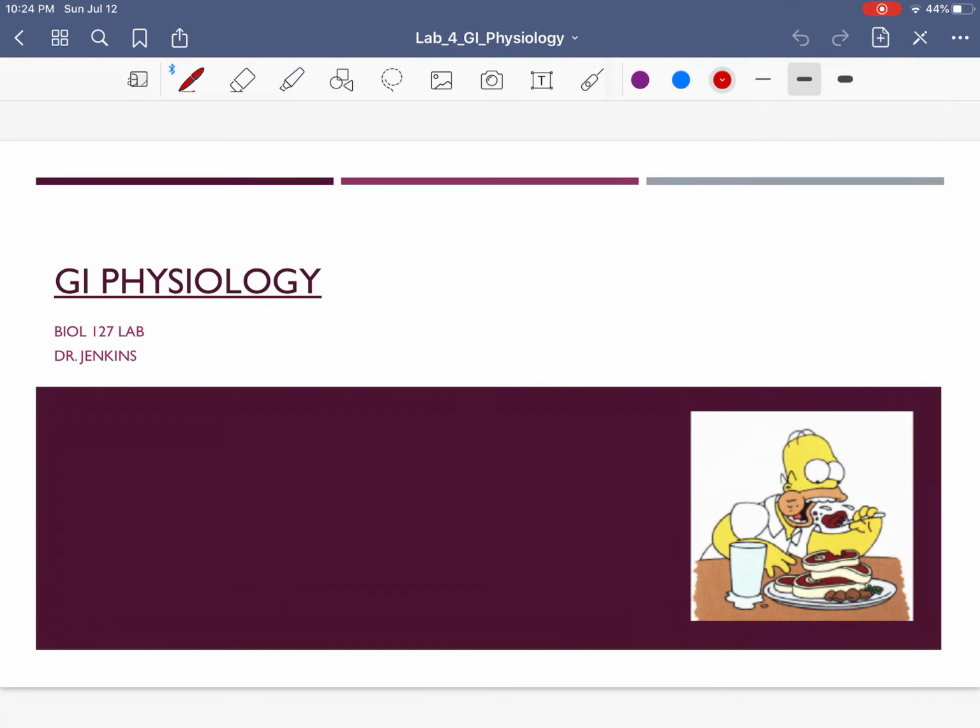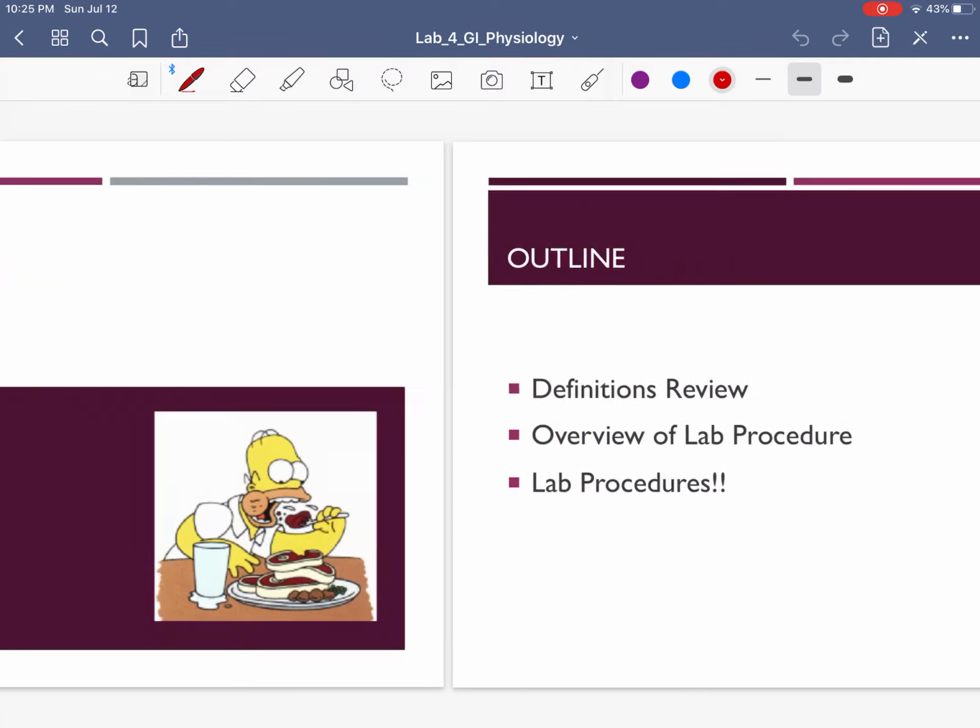All right, folks, here we are for our virtual lab number 4 on gastrointestinal physiology. This can be a little bit tricky just because we're using a lot of procedures and chemicals, but the overarching principles are pretty straightforward, so I'm going to make sure that you understand those overarching principles. Okay, so here we go.